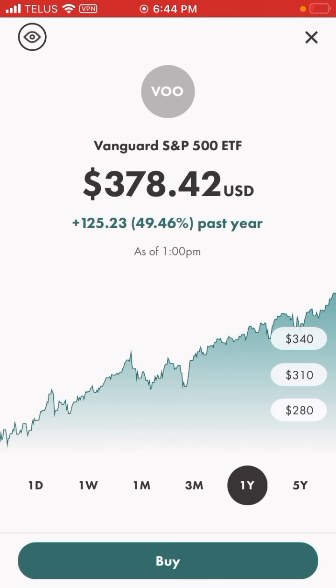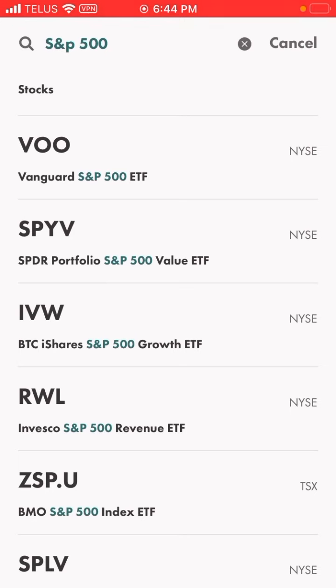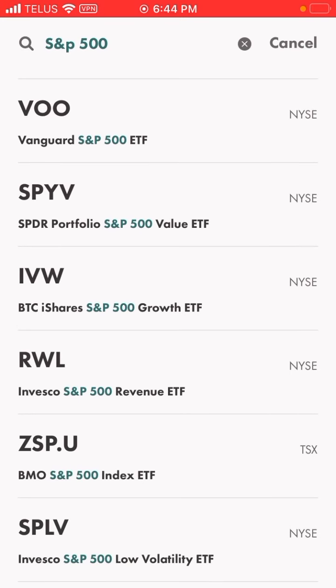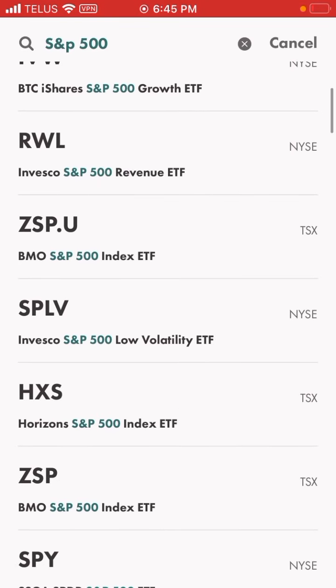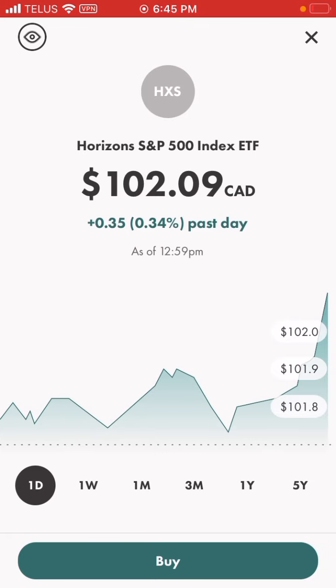And so to avoid the exchange rate fee, what we are going to do in this example is to buy an ETF in Canadian dollars that tracks the price of the S&P 500. As you can see on the right here of the VOO, NYSE means New York Stock Exchange. And so the stocks on the New York Stock Exchange are mostly in US dollars. If we scroll down here, what we wanted is on TSX. That means Toronto Stock Exchange, and most stocks in it are in Canadian dollars. So you can see here on HXS, if we click here, it is in Canadian dollars, and that's what we wanted.